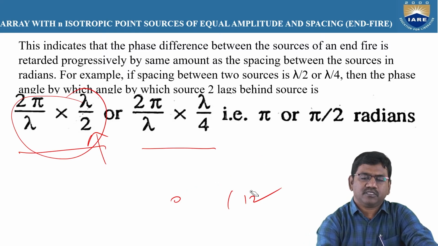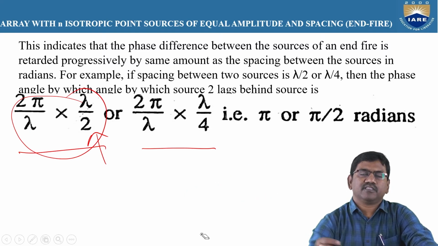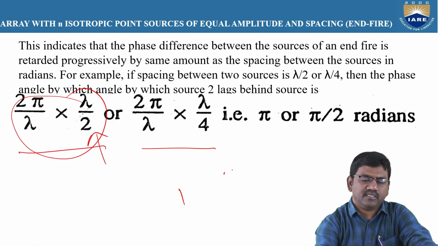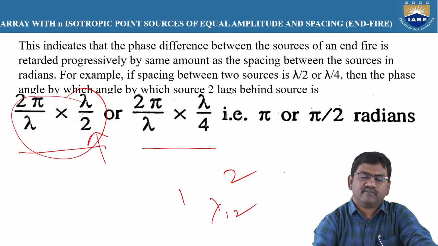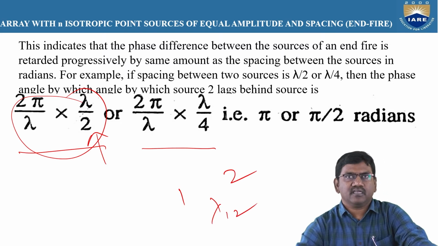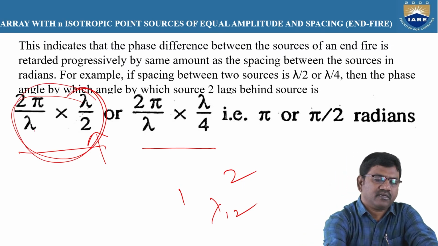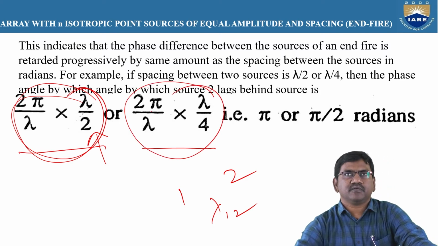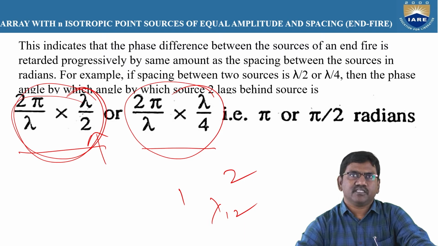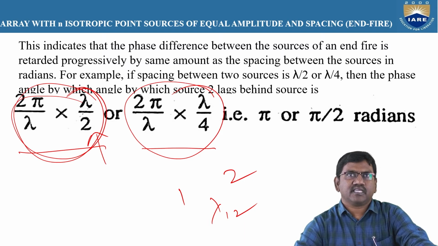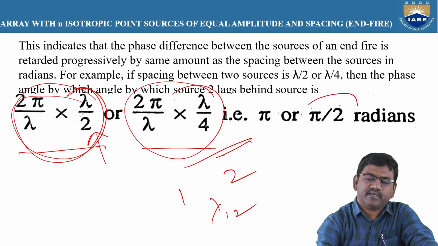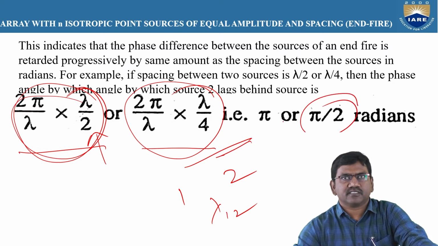right? So suppose two elements are separated by a distance of lambda by 2, with how much amount of angle will the phase lag, right? So between two elements separated by lambda by 2, with what angle will the phase angle lag? So we'll get 2 pi by lambda into lambda by 2. Similarly, if the separation between the two elements is lambda by 4, with what amount of phase difference will source 2 lag? That means source 2 will lag source 1 by an angle of pi by 2 radians. That is the meaning of this, right?